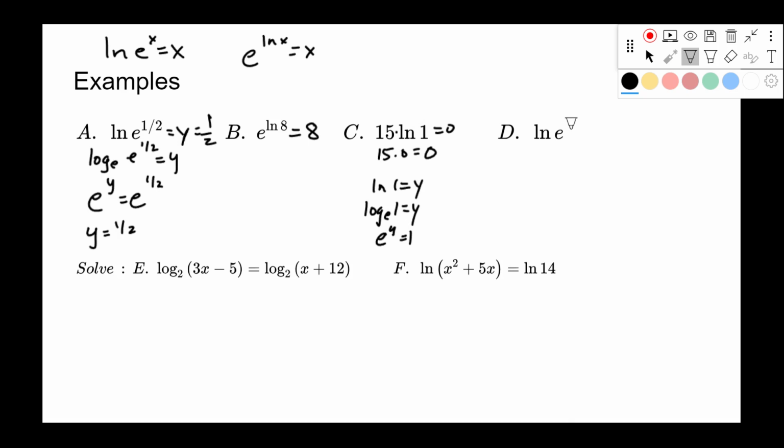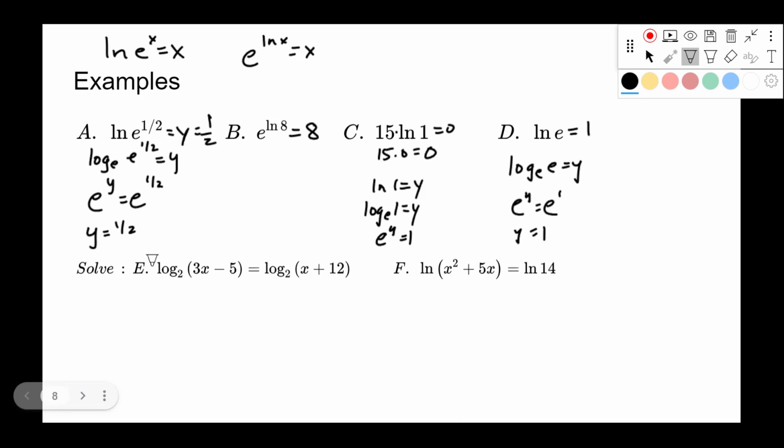And then d, ln e, that's 1. You should know that off the top of your head. Again, if you didn't, you could say, I don't know what it is. Switch the form. e to the y is equal to e, but e has a power of 1, so y must be 1. They both work. They both do the same thing.